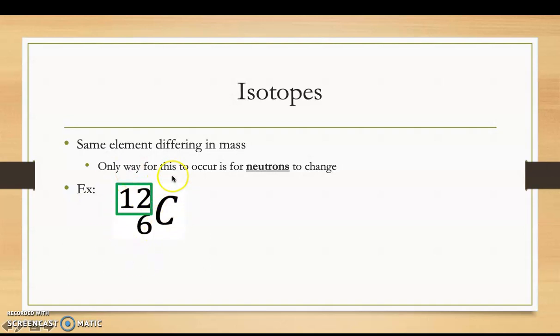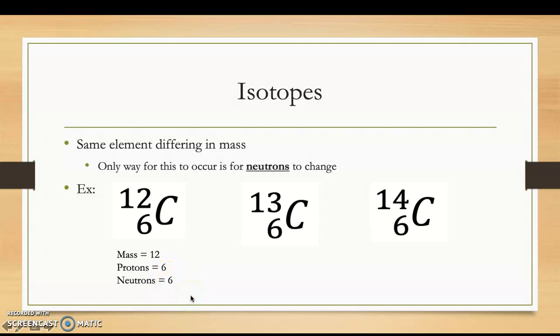Okay, so when we're trying to get information out of this, we know that the atomic number is equal to the number of protons, and the mass is equal to the number of protons plus the number of neutrons. In this one, the mass is 12, the number of protons is 6, and I simply subtract to figure out how many neutrons I have. Now I have two more examples here.